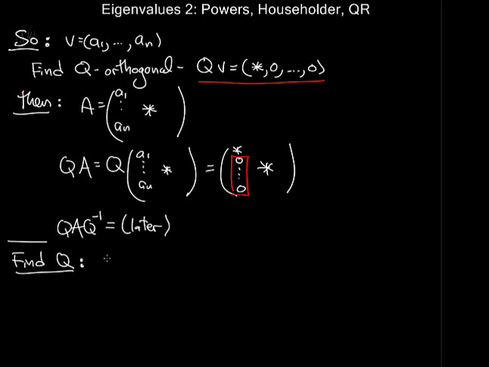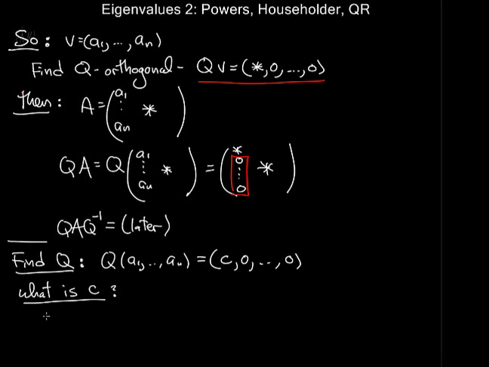Okay, so here's the question. How do you find a Q which takes A1 through AN to something where all of the coordinates are 0 except for the first one, and say the first one is C? Well, my first question is, what is C? So how are you going to figure out what C is?